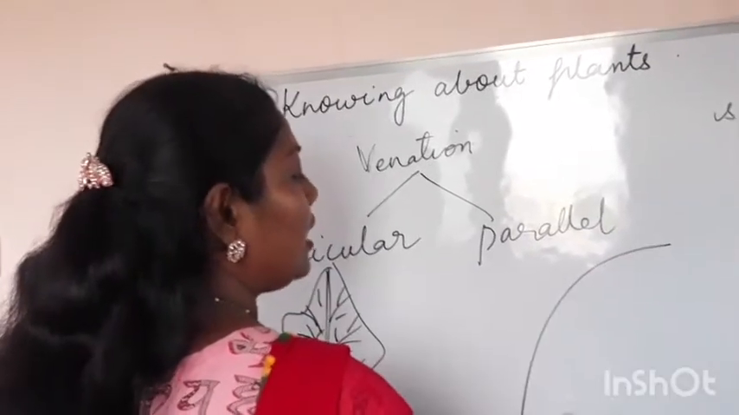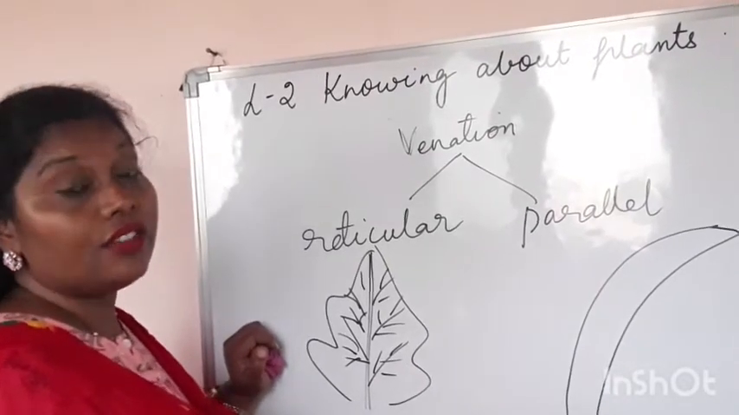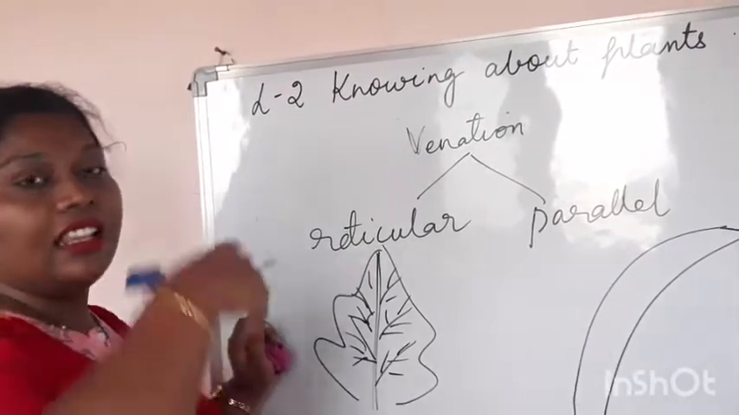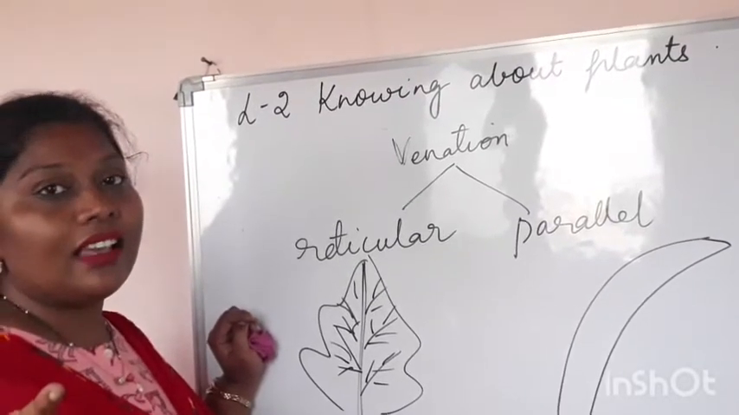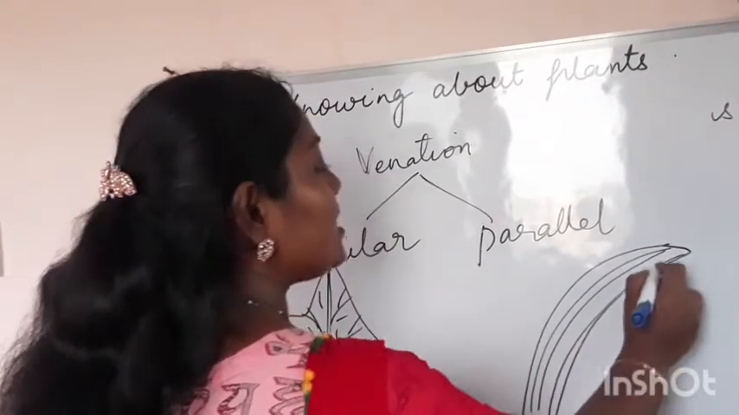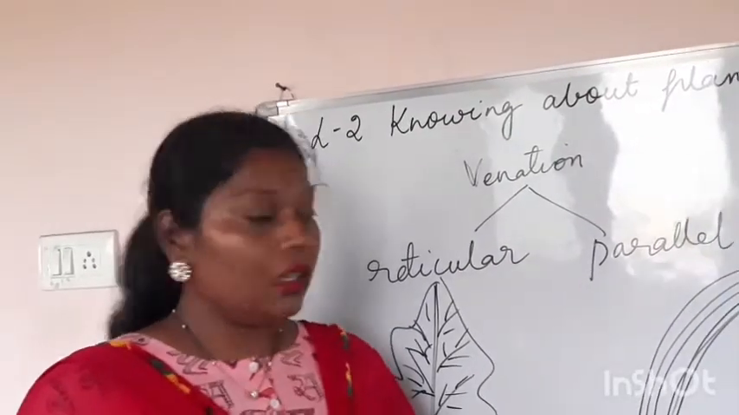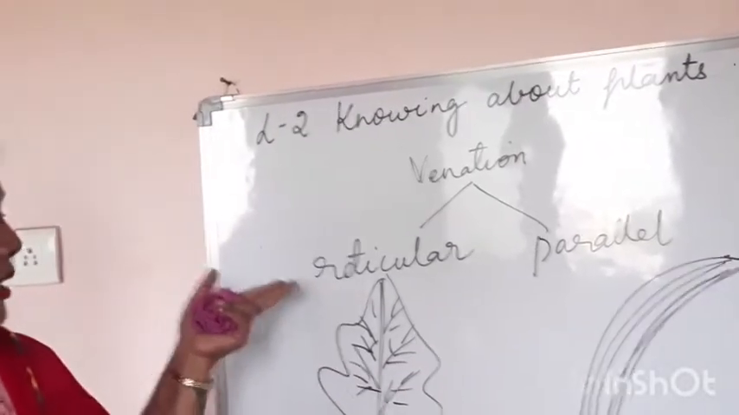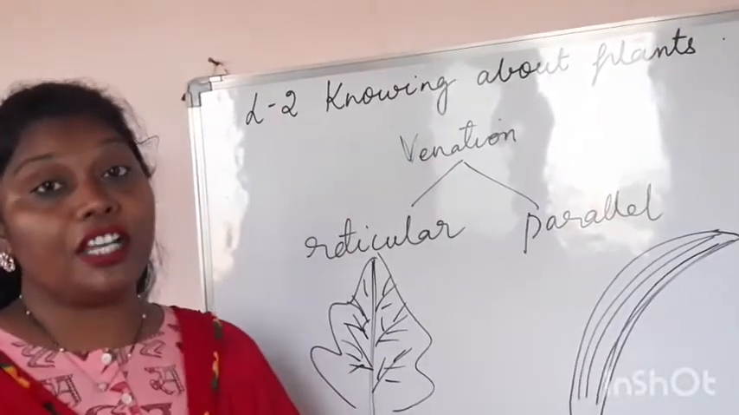Parallel venation. Generally, we see this parallel kind of venation in the elongated leaves, very long leaves, like sugar cane. If you observe the sugar cane plant, the leaves are so elongated. Yes, and also the coconut leaves. In the coconut leaves also we can see this parallel kind of venation. Means the veins are side by side. They look parallel. The veins are arranged so that they will be side by side. So, this is called reticular venation and this is called parallel venation.